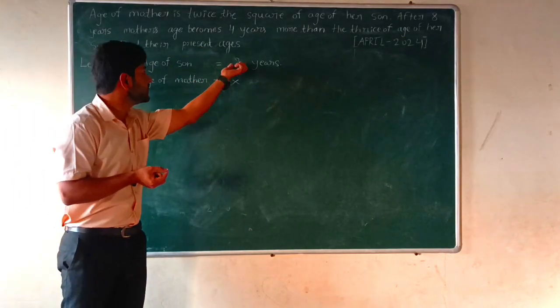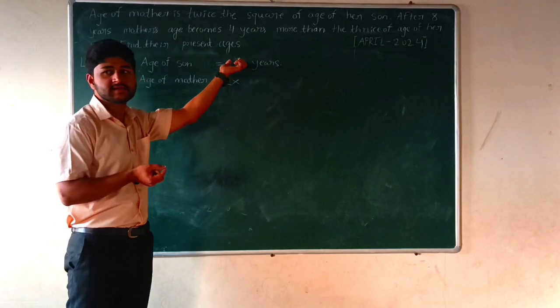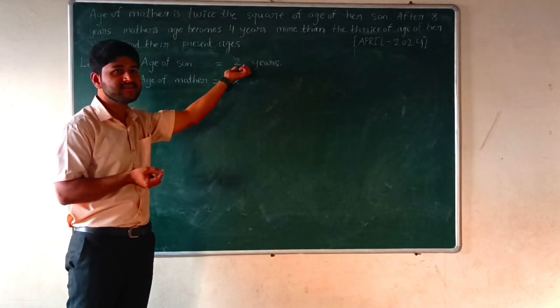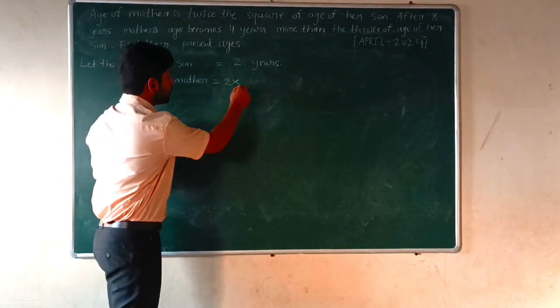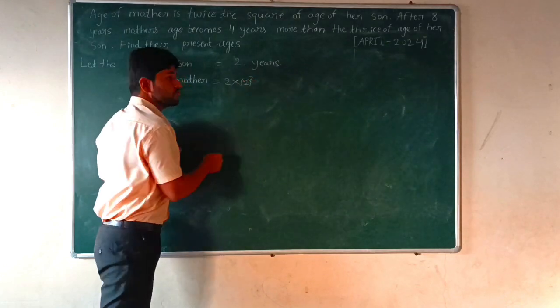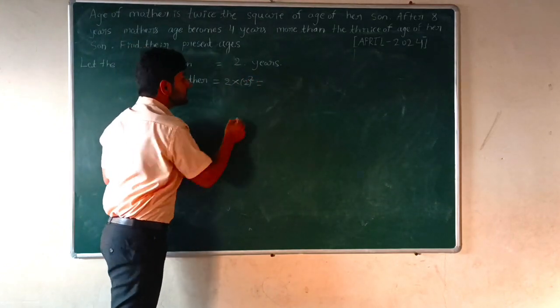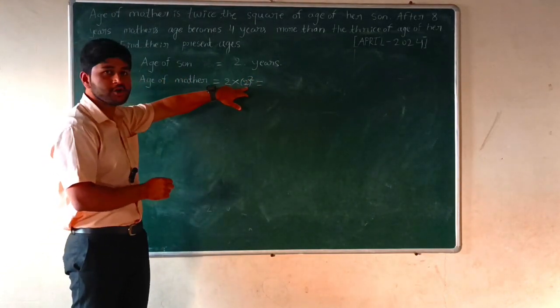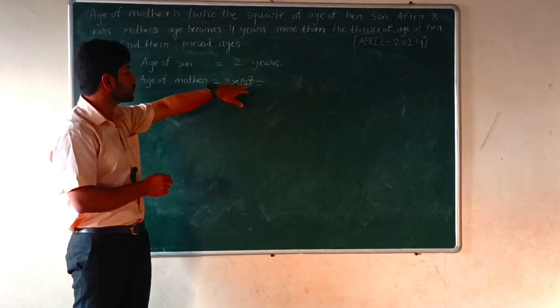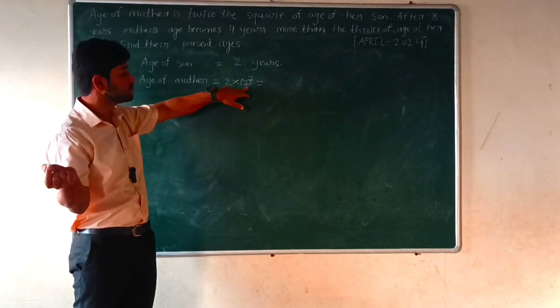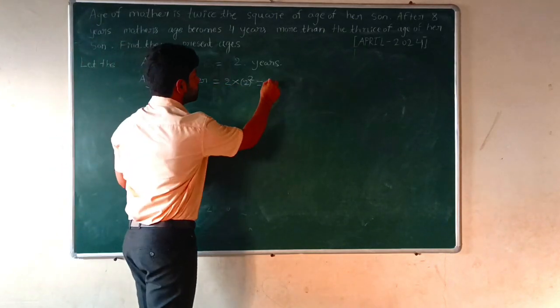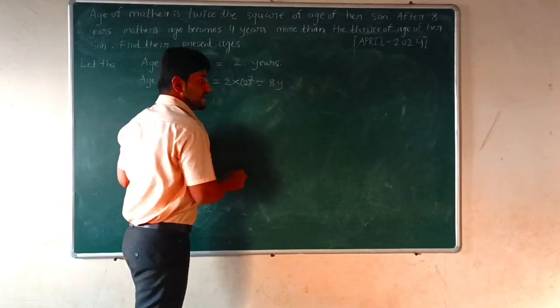The age of her son is 2 years. Square of it is 2 square. So age of the mother becomes 2 times square of 2. We know that square of 2 is 4. So 4 times 2 is equal to 8. Of course, this scenario is not quite realistic.